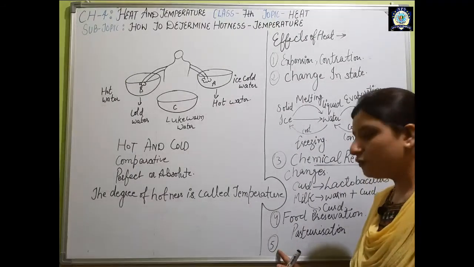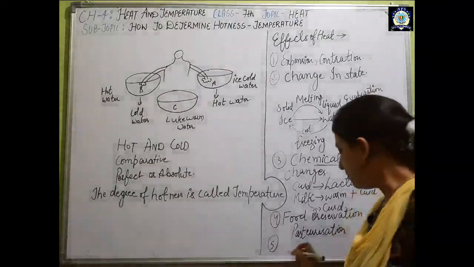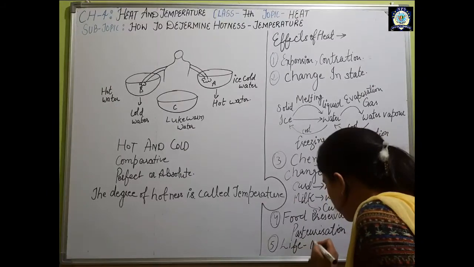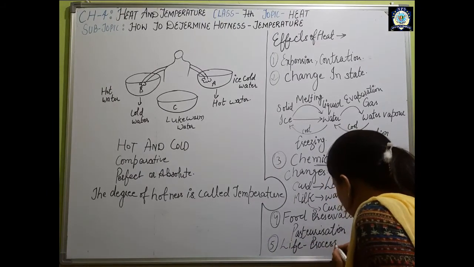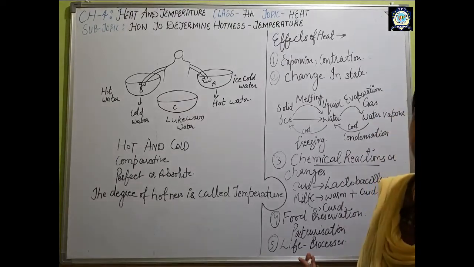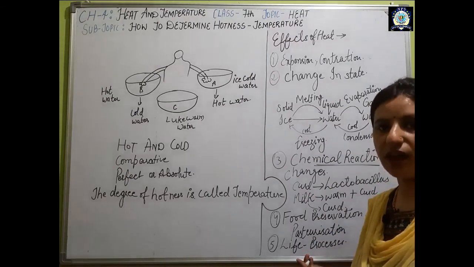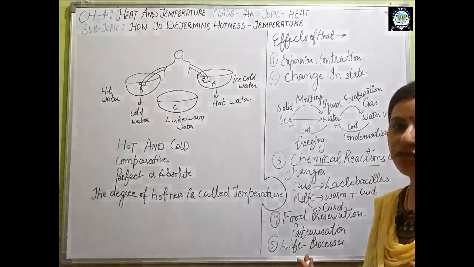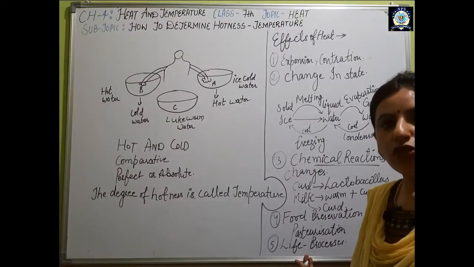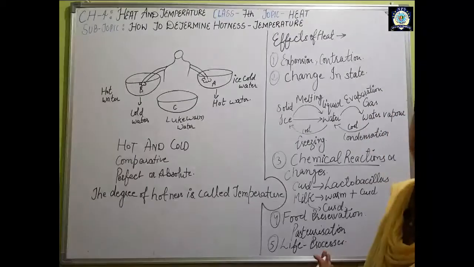Also, the fifth point is that heat can affect the life processes. The life processes of plants and animals are also affected by heat. You have seen that different foods are available in different climatic seasons. Some fruits and vegetables are available in summer, some in winter, and they also ripen at different times. So heat also affects the life processes of plants and animals.